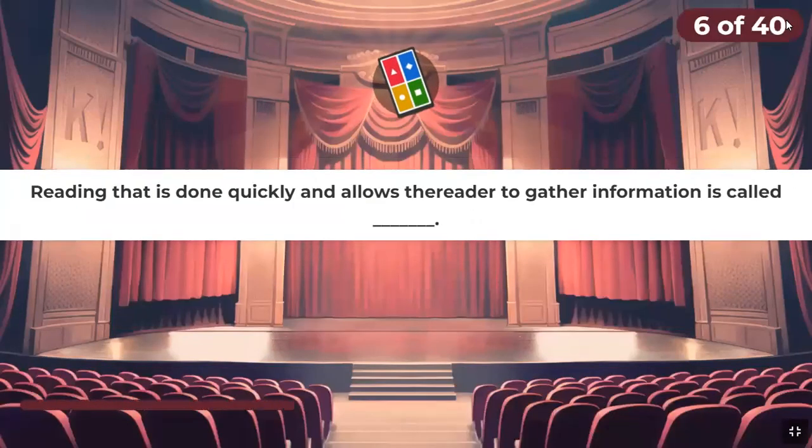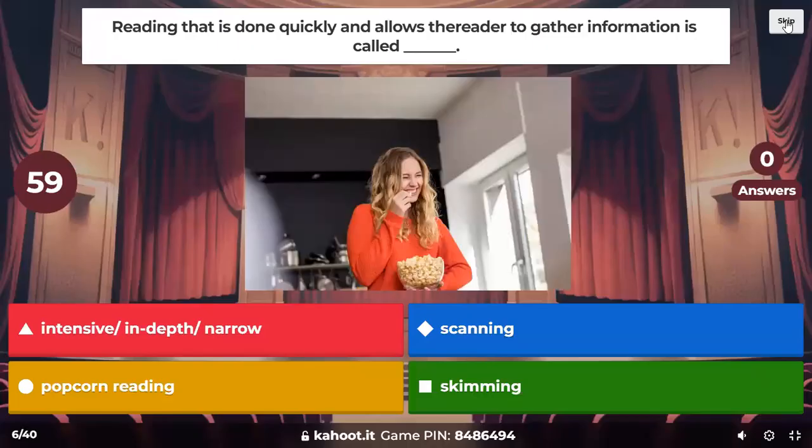Now I think this is maybe the last question. I'm not sure. So reading that is done quickly and allows the reader to gather information is called. Now, what do you call a type of reading which is done quickly in order to get the main idea? Is it intensive, in-depth, narrow, scanning, popcorn reading, or skimming?